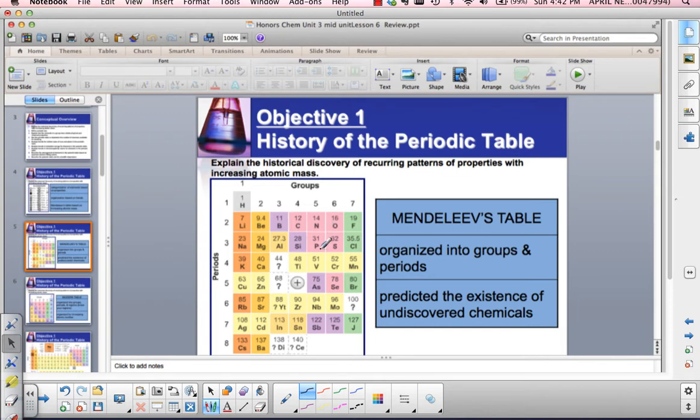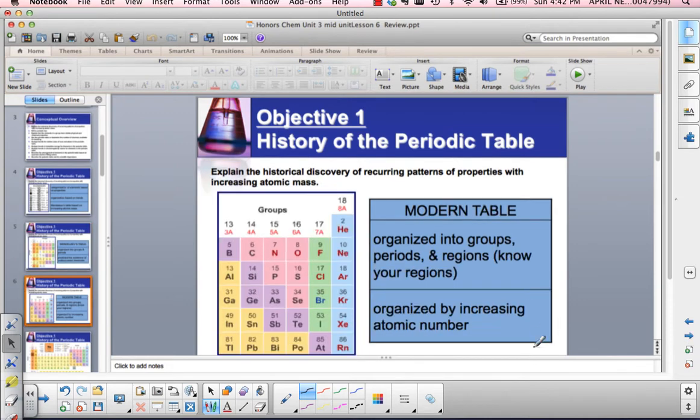This was just kind of how he did it at first. He was organizing the table into groups and periods, and we'll look at those in a couple minutes. And this is what our modern periodic table looks like.